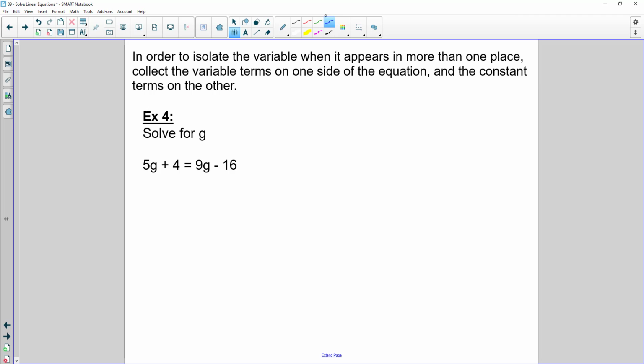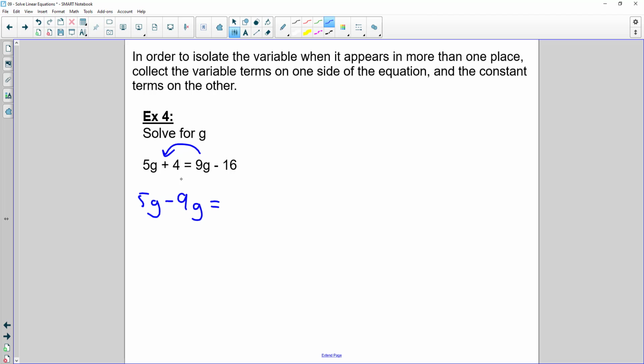So I'm going to move all my letters on the left-hand side. So the 5g is going to stay where it is. The 9g, I'm going to bring it over here. I don't like using that term, bring it over there. What I'm doing is the opposite operation, right? So I'm going to subtract 9g from both sides.